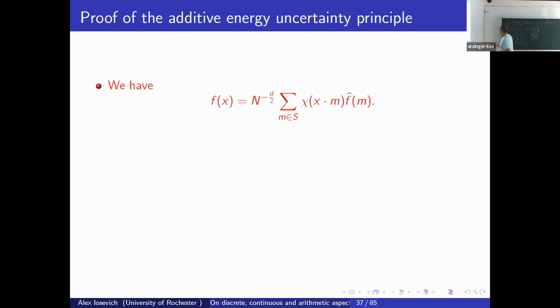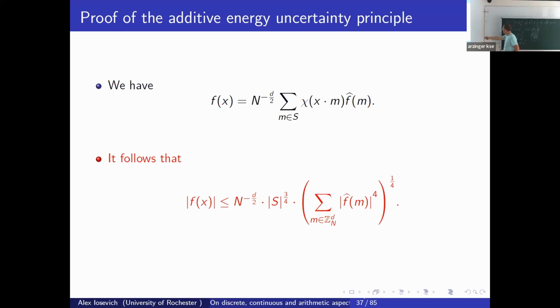Okay. Excellent. So let's prove the additive energy and certainty principle. As you know, all these proofs begin in the same way, right? You're used to it. At this point, we apply Hölder's inequality, 4/3, 4. We are used to that also. And here, notice that this is a very important trick. It's simple, but very important. In fact, it's not a trick, it's an idea.